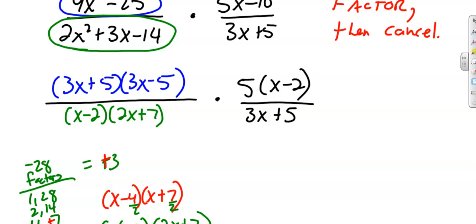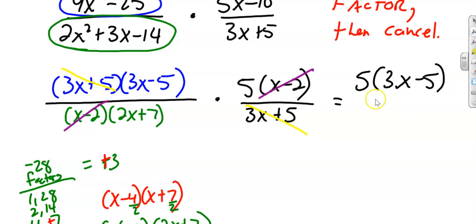Okay, so factored everything as much as you can possibly factor once we change it to a multiplication problem, and now it's just all canceling. There's a 3x plus 5 that'll knock out that 3x plus 5. There's an x minus 2 that will knock out that x minus 2, so that eventually leaves us with 5 times 3x minus 5 over 2x plus 7.